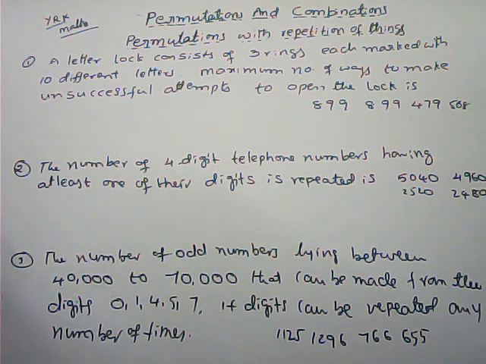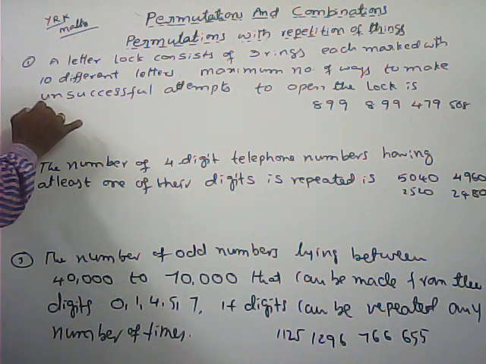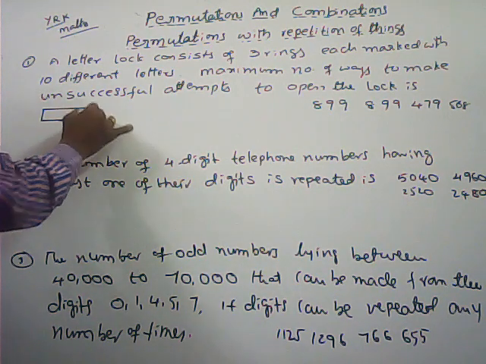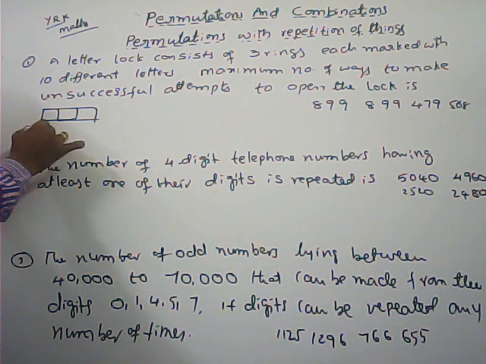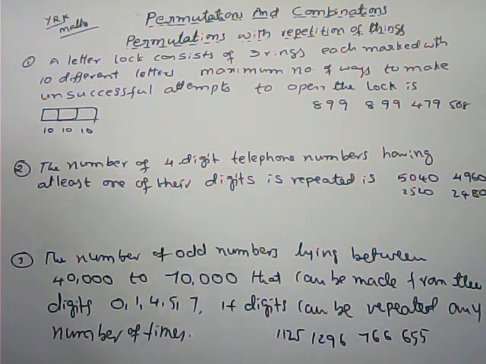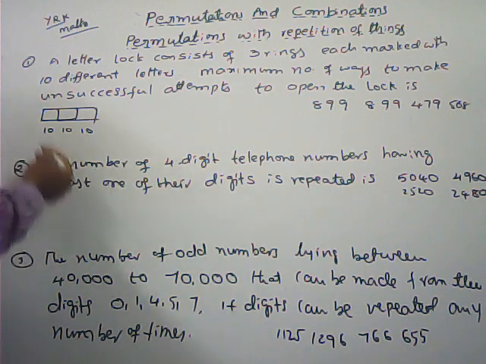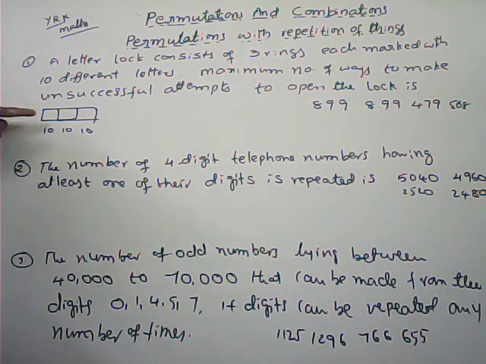A letter lock consists of 3 rings. We can observe that one in a suitcase also. Here 3 rings are there, each marked with 10 different letters. Here 10 are there, here also 10, here also 10. The maximum number of ways to make unsuccessful attempts to open the lock is, for example, the maximum number of trials. Here we can keep any one of the 10 letters. 10 ways are there. So this problem is not yet completed.